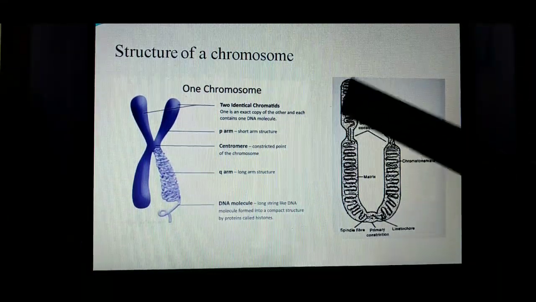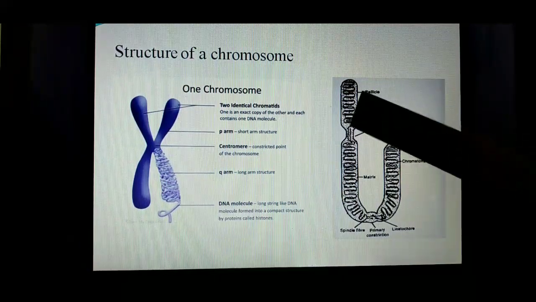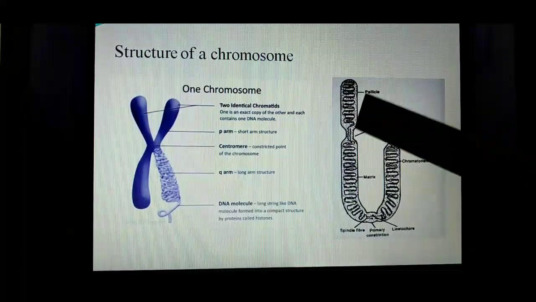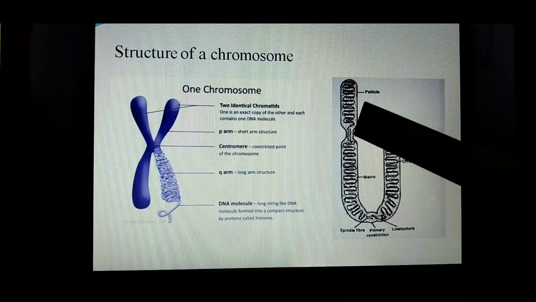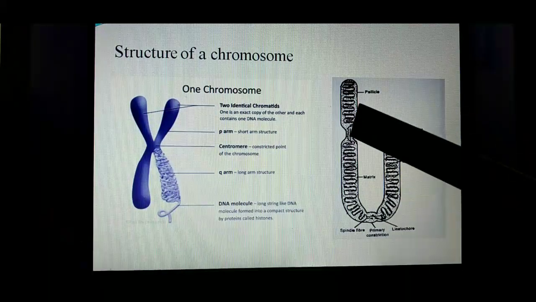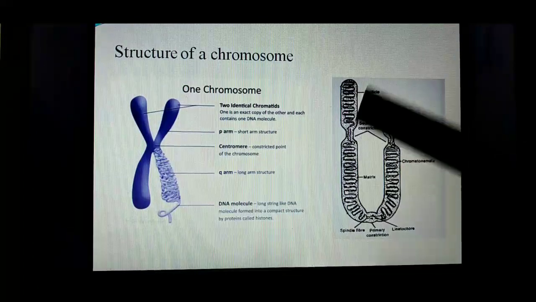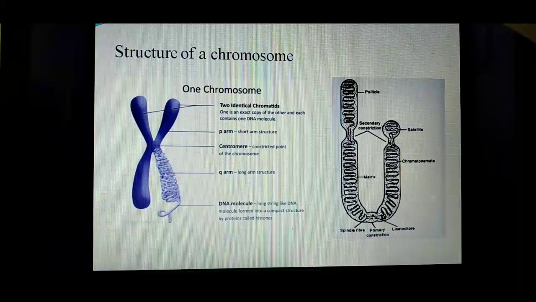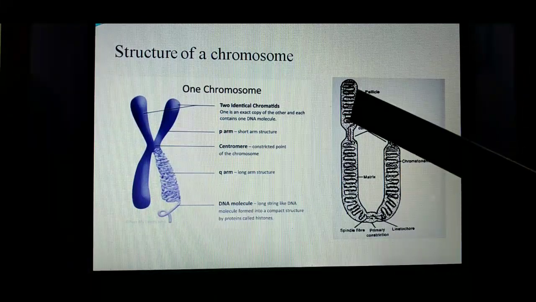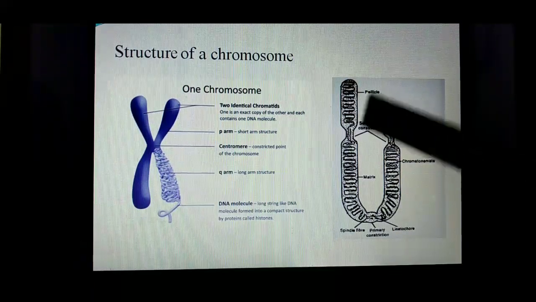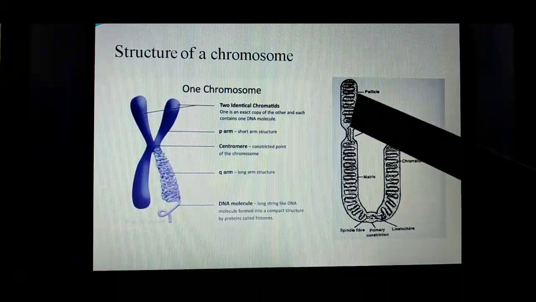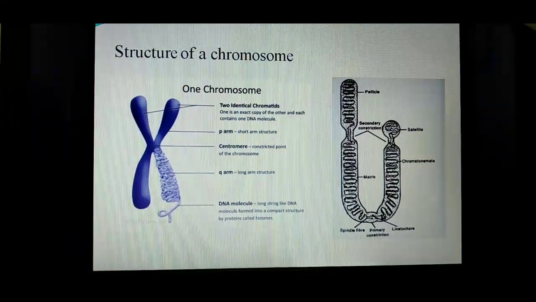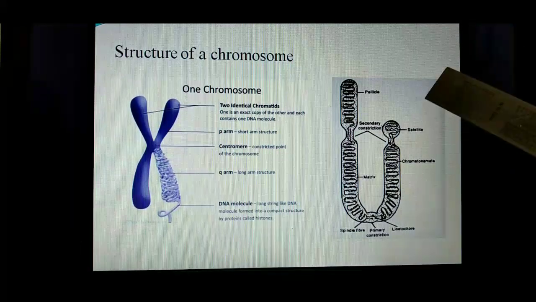Next is the secondary constriction. Some chromosomes possess secondary constrictions. The secondary constriction is formed at any point of the chromosome. These are also known as nuclear zone or nucleolar organizer, because this secondary constriction region produces the nucleolus of the nucleus. We know inside the nucleus small spherical structures are there, called the nucleolus. So this region is called a secondary constriction. These nucleolar organizers produce the nucleolus of the nucleus.